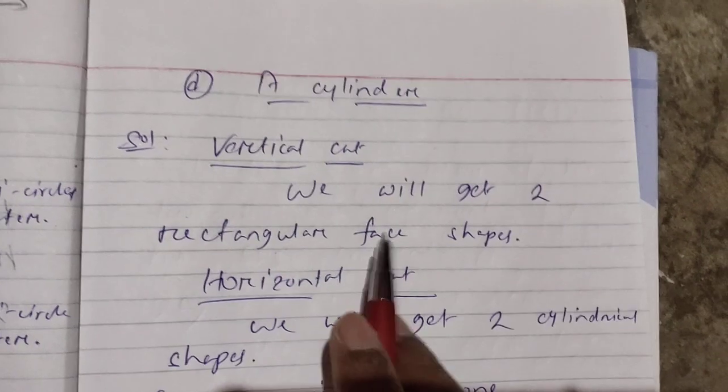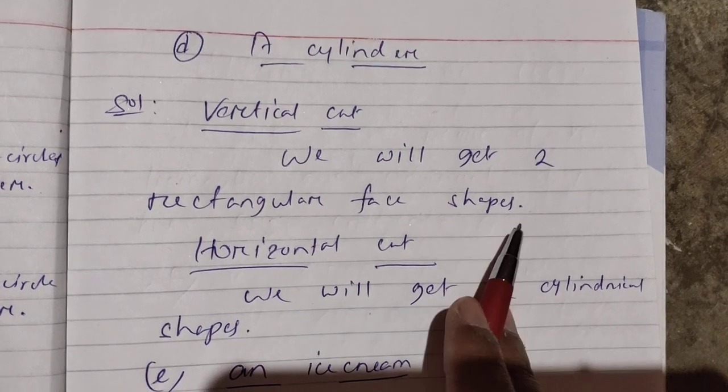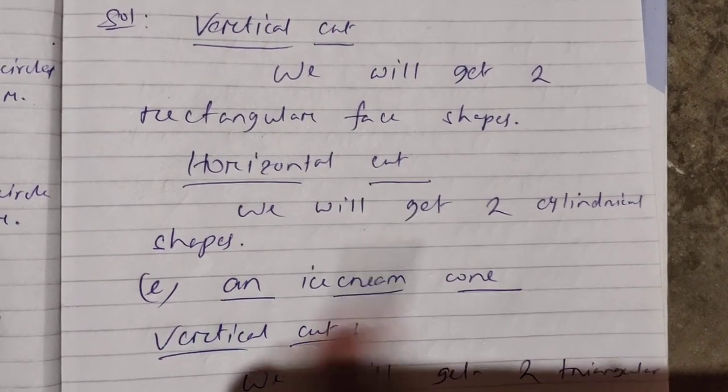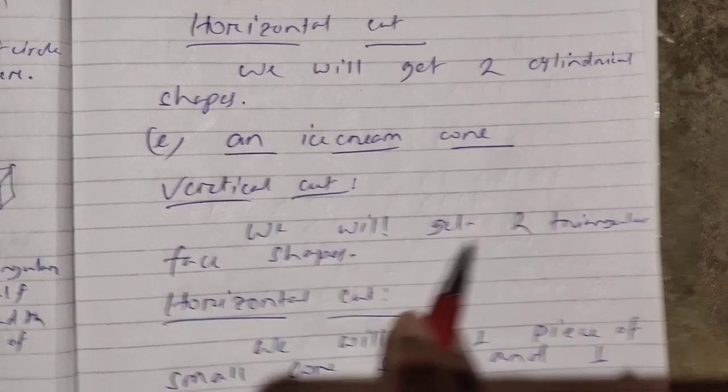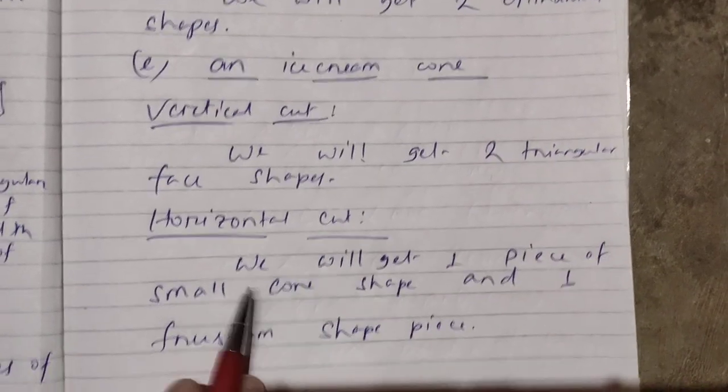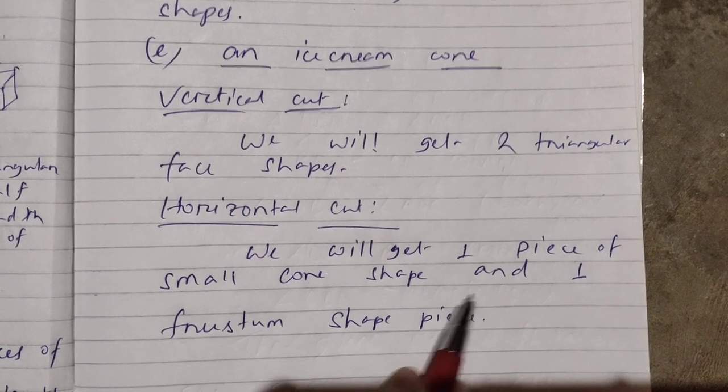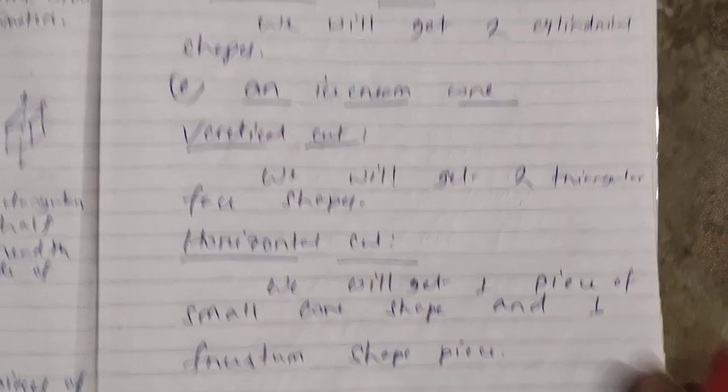Now a cylinder. A vertical cut will give two rectangular faces, and a horizontal cut will give two cylinder shapes. Again, an ice cream cone. A vertical cut will give two triangular faces, and a horizontal cut will give one small cone shaped piece and one frustum shaped piece.